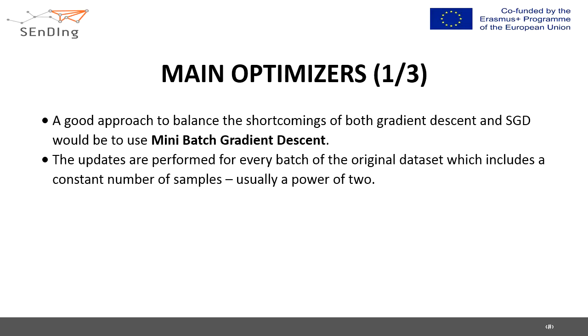A good approach to balance the shortcomings of both gradient descent and SGD would be to use mini-batch gradient descent. The updates are performed for every batch of the original dataset, which includes a constant number of samples, usually the power of 2.